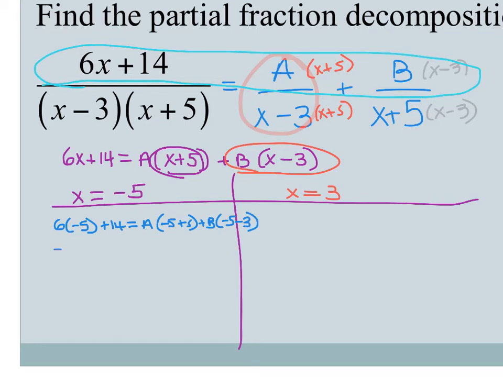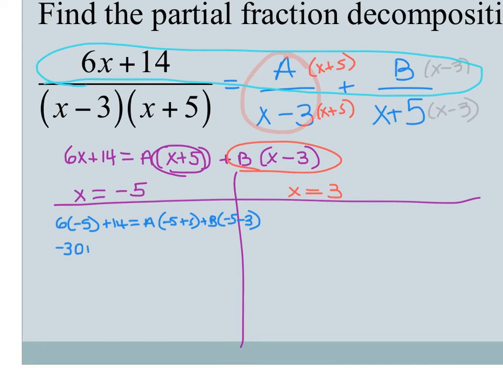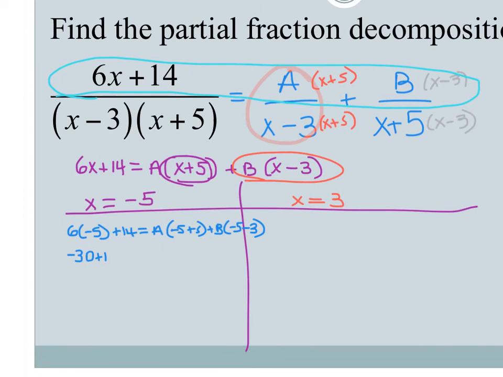And simplify. So negative 30 plus 14 equals a times 0 plus b times negative 8. So now I canceled out a, which was my goal. And I get negative 16 equals b times negative 8. Divide both sides by negative 8, and b is 2.